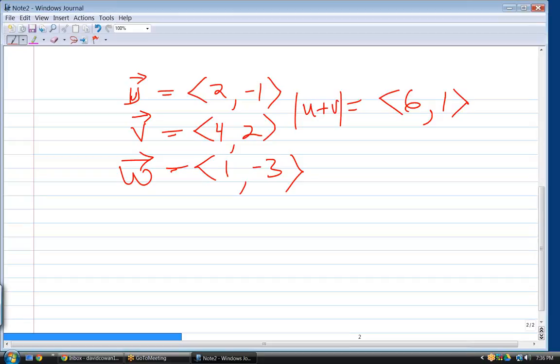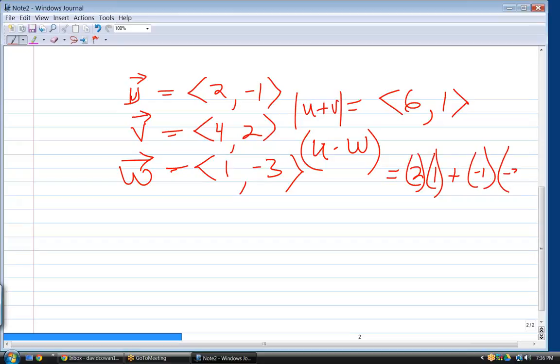The next one is u times w. U dot w? Yeah. All right, that's the dot product. Okay, and that's fairly straightforward also. It's this times this plus this times this. Oh, so you add them together then? Well, you multiply them and then add. In other words, here's what the dot product is: 2 times 1 plus -1 times -3. Which is 2 plus 3, and it's a scalar. It is not a vector.